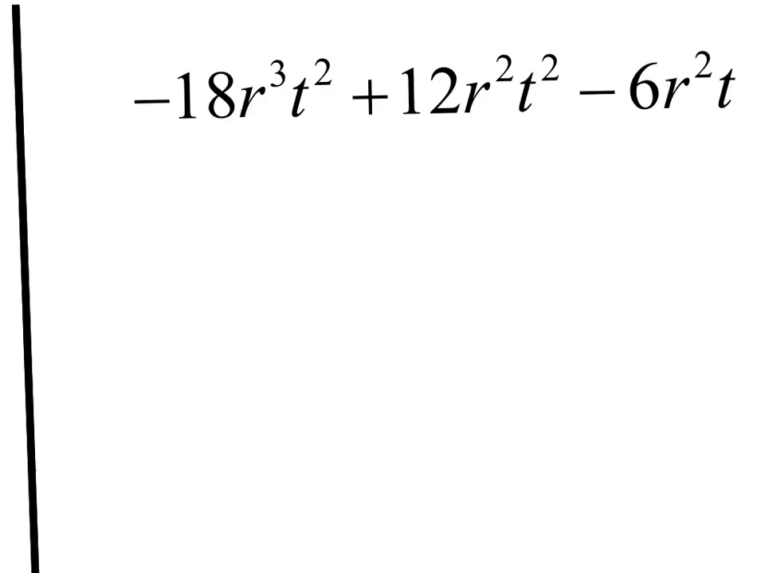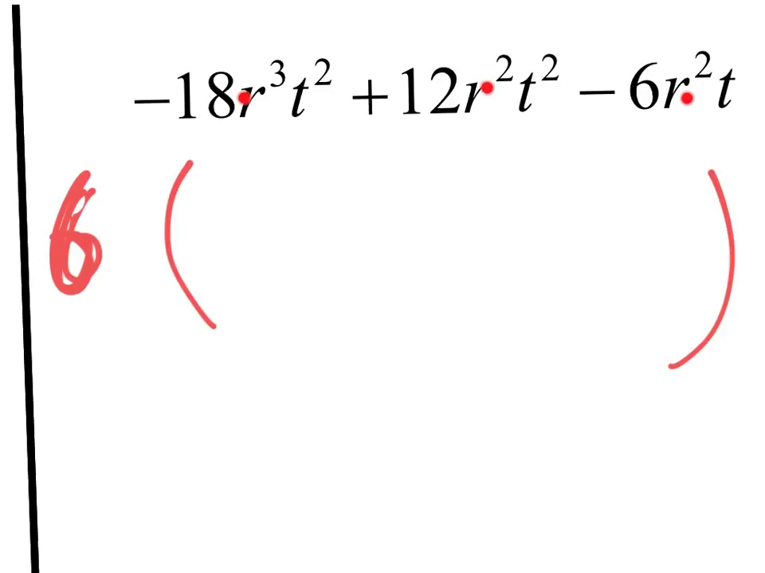6 is the greatest common factor. Because this is divisible by 6, divisible by 6, divisible by 6. So let's do this. Let's put parentheses here. Let's put a negative 6 out. No, not negative 6. Let's keep it positive. 6 out there. Now, how about the R's? There's R to the third, there's R to the second, there's R to the second. How many R's could I pull out from all 3 of them at the same time? R squared. So it's 6R squared.